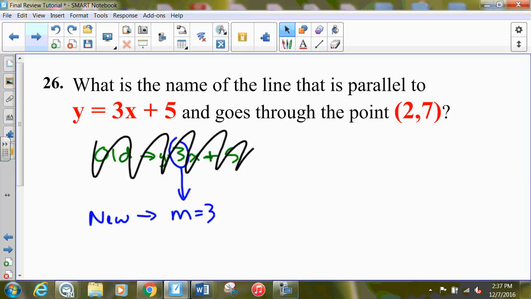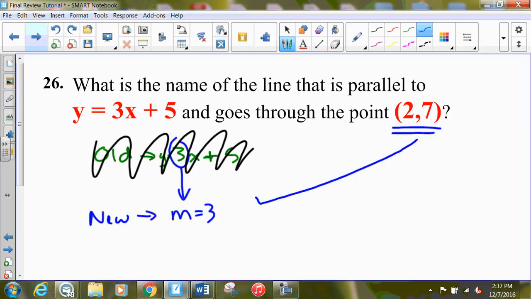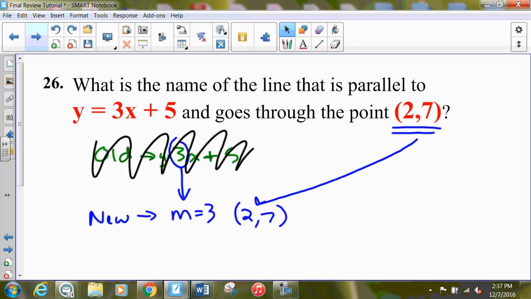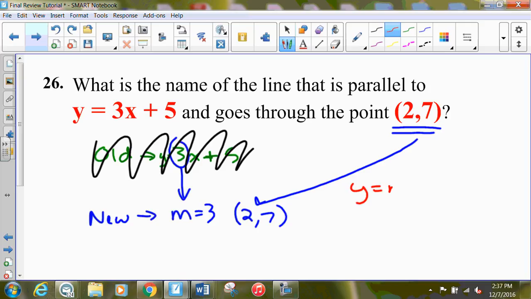Sorry. And then this is our new point, because we want to find a line that has a slope equal to 3, so it can be parallel to the old line, but that also goes through the point (2, 7). So once again, we turn to the same equation, because whenever we're given a slope and a point, we use this equation.